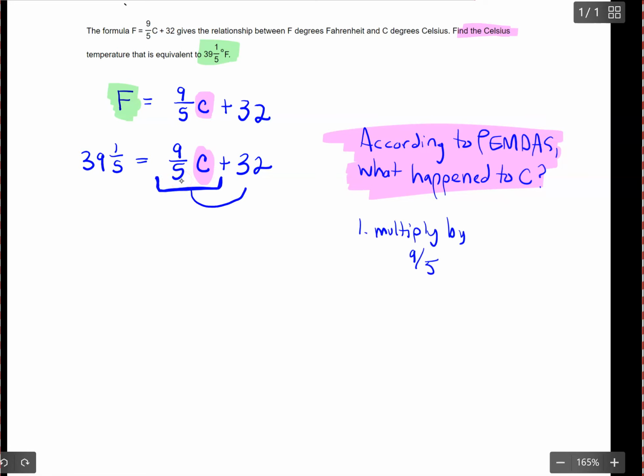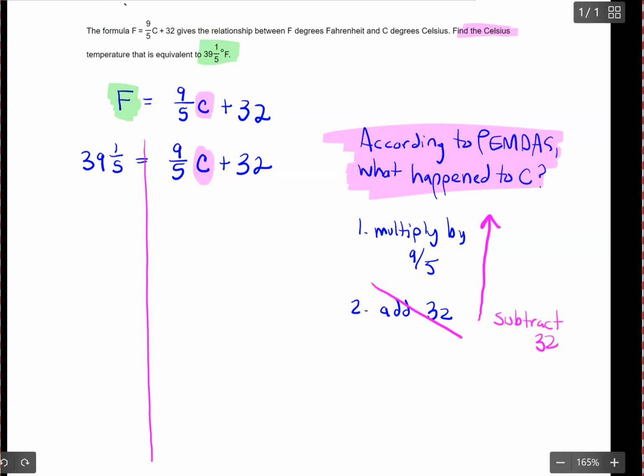And then once we get that product, we add 32 to that. So then we add 32. So if we want to solve for C, we need to undo all that. We need to reverse all that. And we go in the opposite order. So if the last thing that happened was that we added 32, I need to undo that. And we undo addition by subtracting. So the first thing I need to do to solve is to subtract 32 on both sides of my equation.